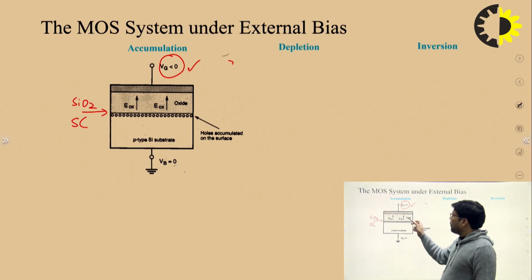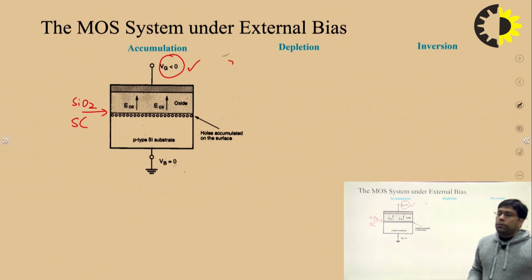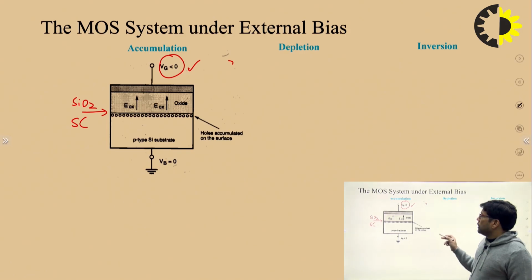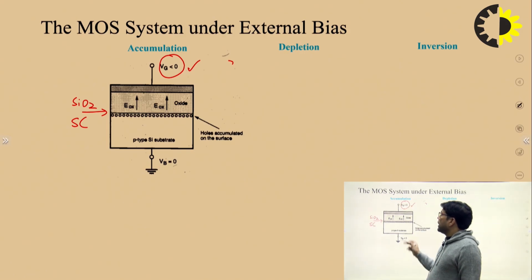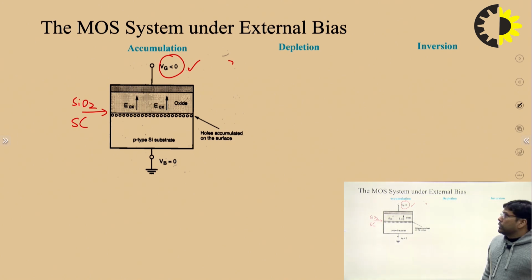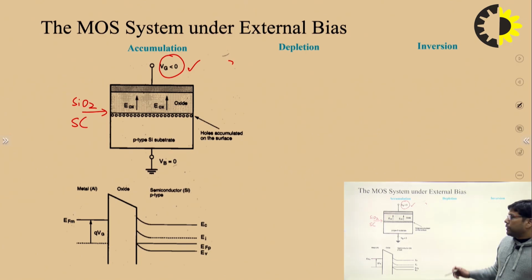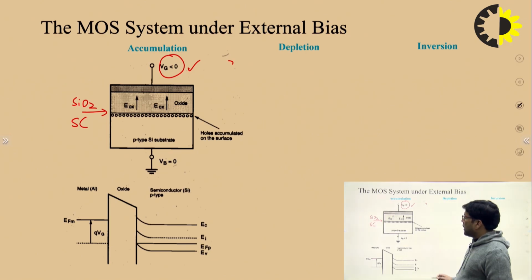This accumulation can happen by applying the negative voltage at the gate terminal only in the case of p-type. If we talk about the PMOS, then you have to apply a positive gate voltage. So here we are talking about the NMOS, and the accumulation process is happening while applying the negative gate voltage, right. The next one is the energy band diagram.